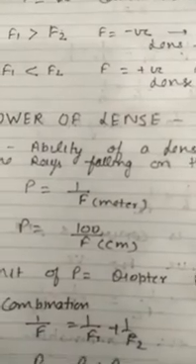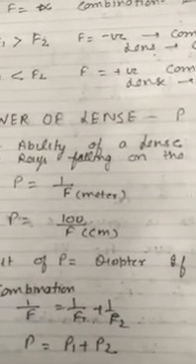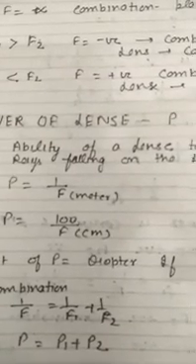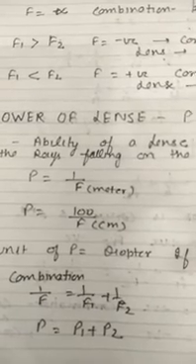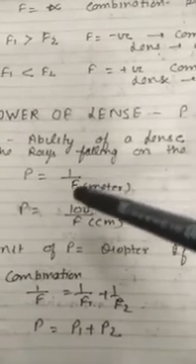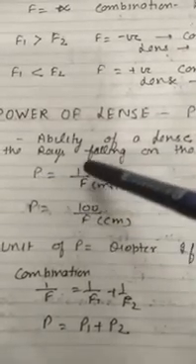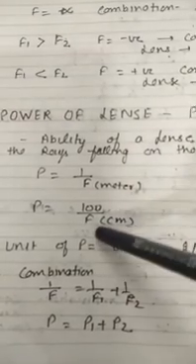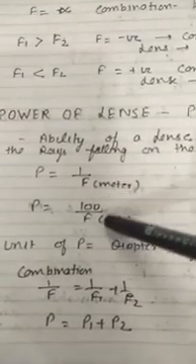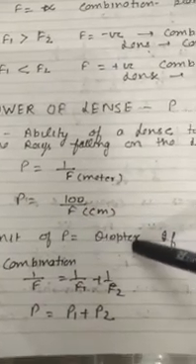Now there is another topic, power of lens. What is power? It is the ability of the lens to bend the rays. It means the smaller the focal length, the more it will bend. So power of the lens is the reciprocal of the focal length. But f should be in meters. If f is in meters, then we can simply write P is equal to 1 upon f. But if f is in centimeters, then we have to convert it to meters and that's why we can write 100 upon f. And the SI unit of power is the diopter.